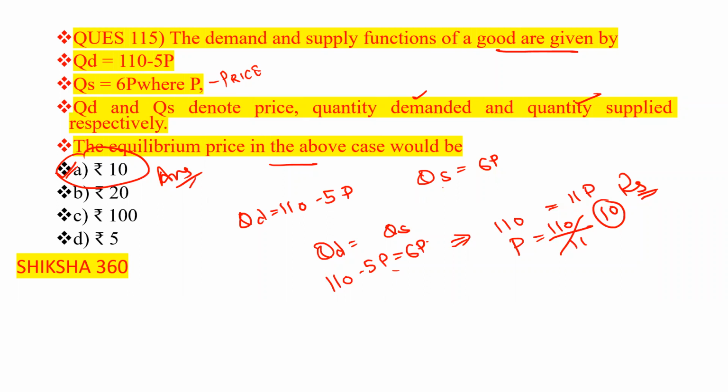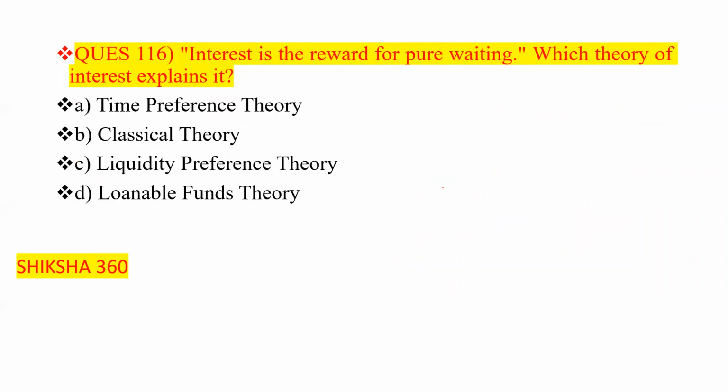Now move to the next question. Interest is the reward for pure waiting. Which theory of interest explains it? Under chapter number 4 part 1 we have discussed that. Please tell fast what the correct answer of this question is.